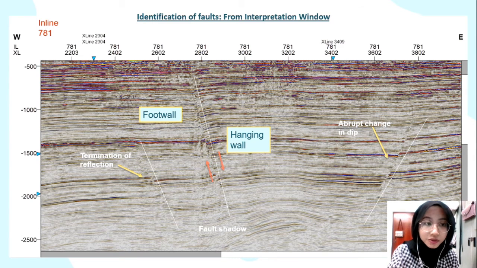As shown by the example in the interpretation window, line 781 is categorized as a normal fault. We can see that the hanging wall is moving downthrown while the footwall is moving upthrown, as indicated by the orange arrow. We can also see the fault shadow, which helps us find the fault on the seismic section. Other than that, there are the termination of reflection and an abrupt change in depth.